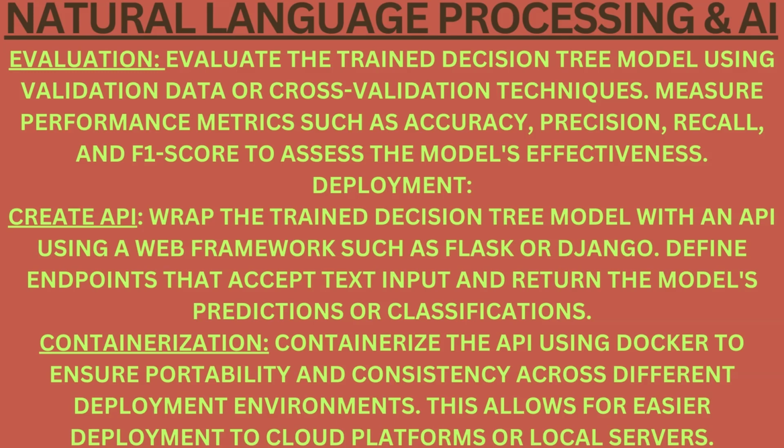Create API. Wrap the trained decision tree model with an API using a web framework such as Flask or Django. Define endpoints that accept text input and return the model's predictions or classifications.